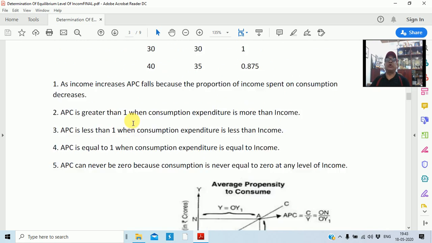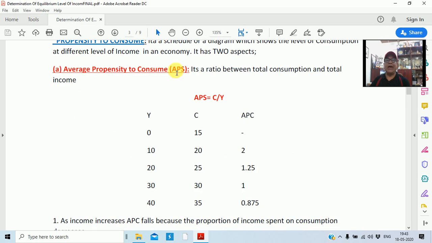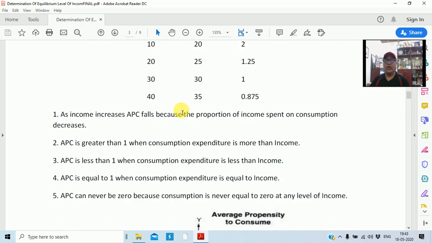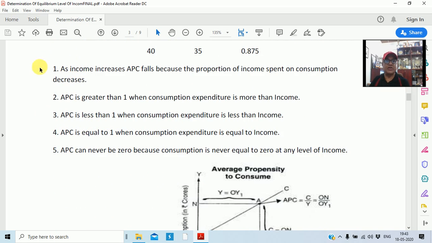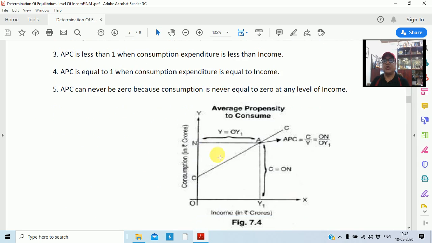Now what are the possible questions in the board exam? What is meant by APC? Right? You may be asked to calculate APC. How will you calculate? C by Y. Or you may be asked in true and false the features of APC. Or you may be asked to explain APC, average propensity to consume, with the help of a diagram.